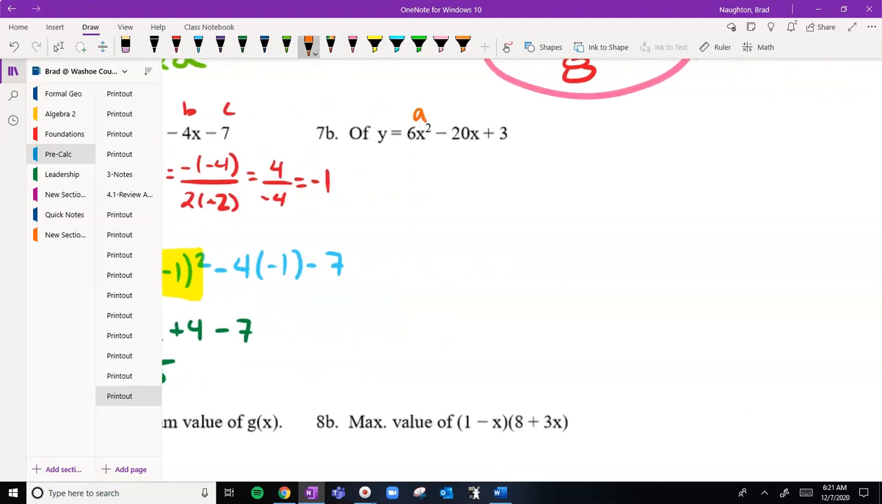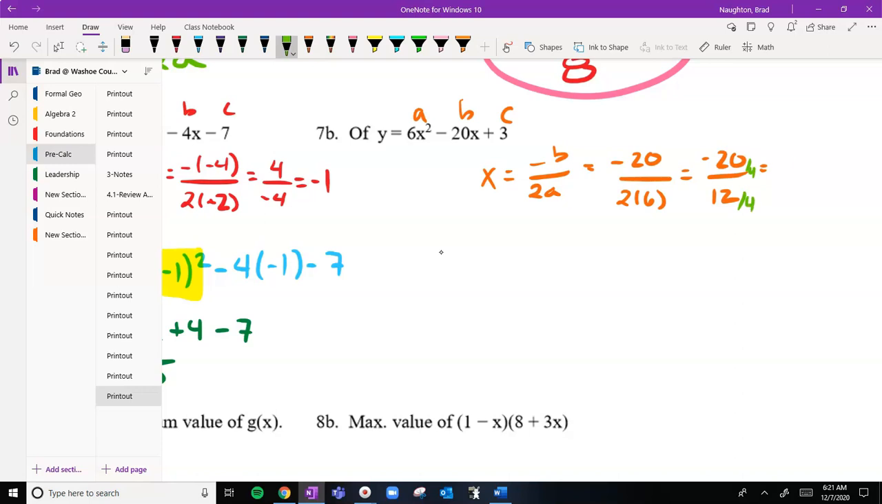So again, we're going to go A, B, C. That's an x. C. So x is equal to negative b over 2a. So that's a negative 20 over 2 times 6. So that's negative 20 over 12. And then we could reduce all those by 4. So divide by 4 to reduce. So negative 5 thirds. All right, so we got to plug in a fraction. Not ideal, but those things happen.